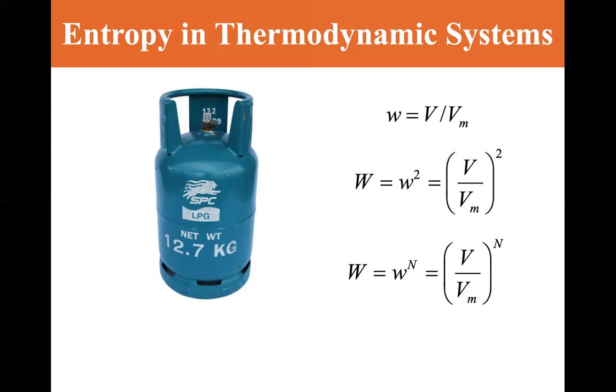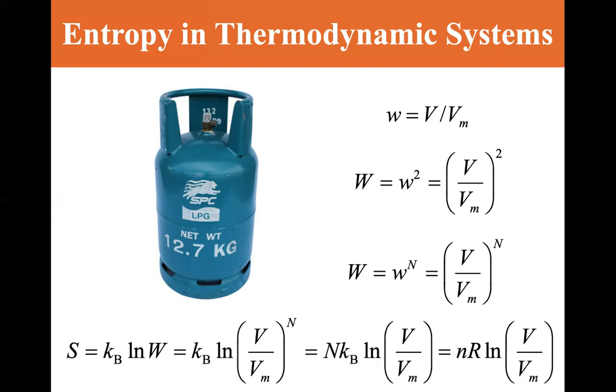And if we have N molecules, on the order of Avogadro's number, then it's (V over V_M) to the nth power, an astronomical number. So S equals k_B times the natural log of W, which is k_B times the natural log of (V over V_M) to the nth power, which by the laws of logarithms is N times k_B, natural log of V over V_M, which ends up being nR times the natural log of V over V_M, R being our gas constant that we're familiar with seeing.